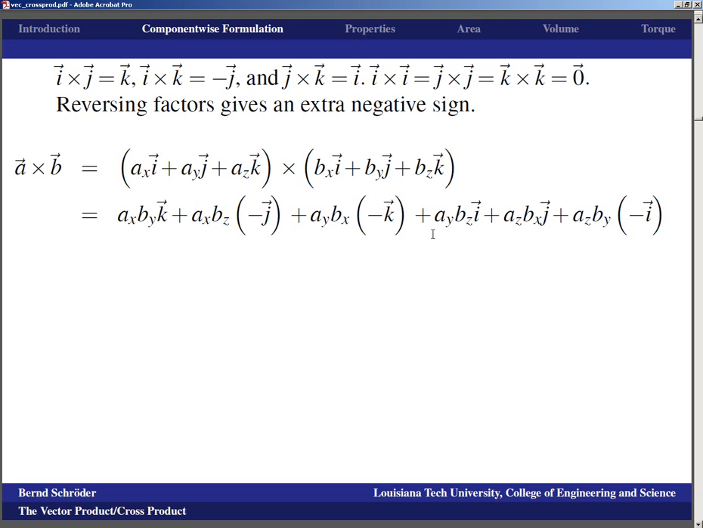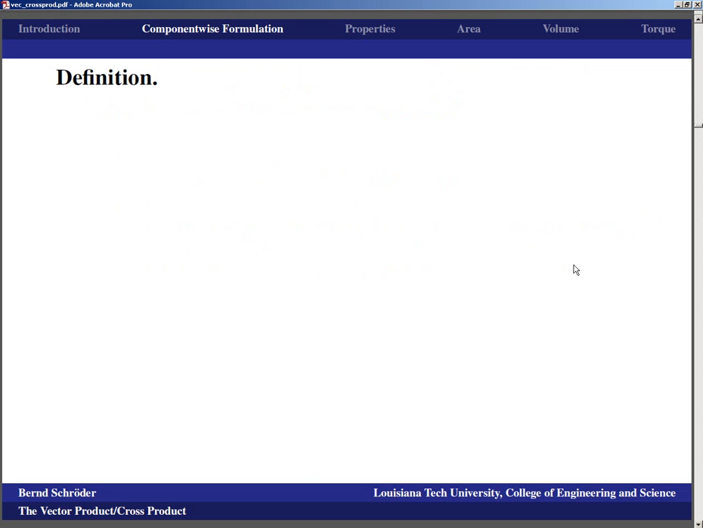And if we now sort that by I's, J's, and K's, what do we get? We get AY, BZ times I minus AZ, BY times I. If we look for J, we get negative AX, BZ plus AZ, BX, and that's what I want to write down here with the J. And the last one, with the K, we get AXBY minus AYBX times K.